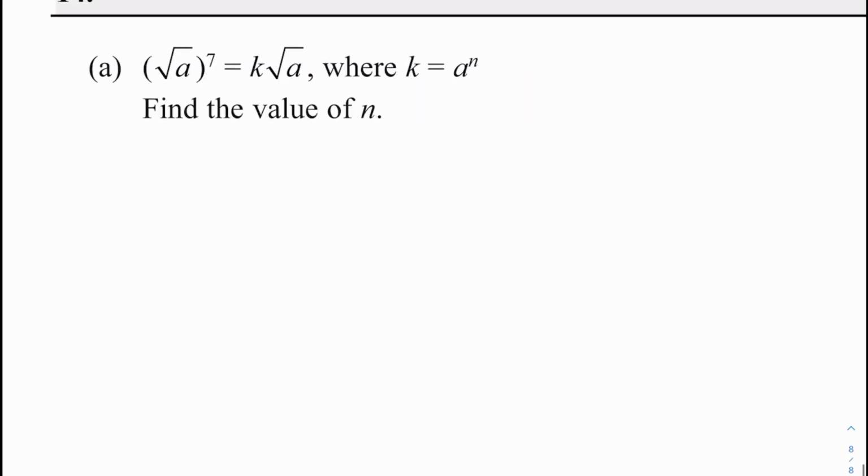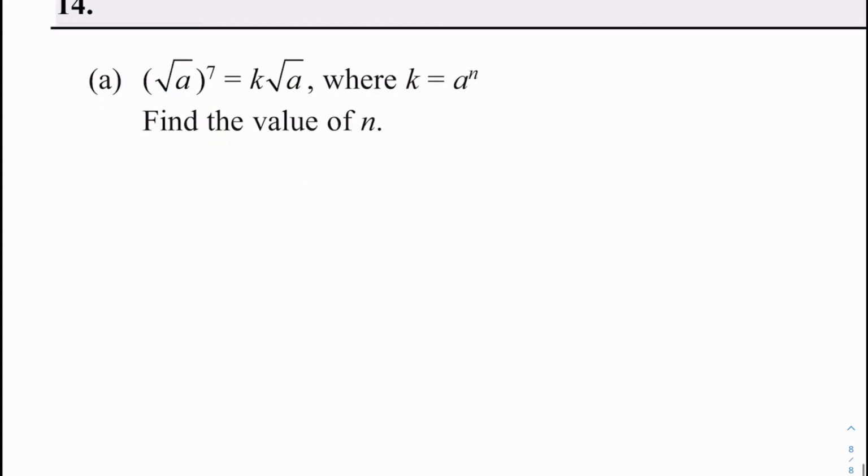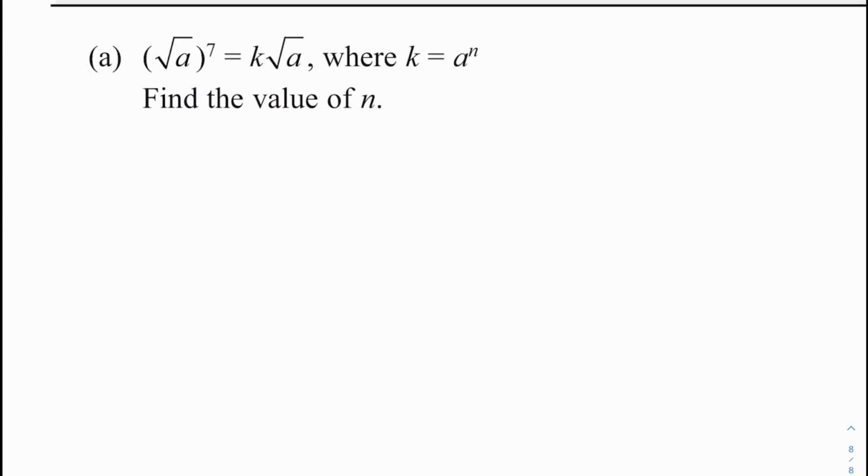Anyway, question 14a, last two questions. We're told that the square root of a, all to the power of 7, equals ka, where k is equal to a to the n. Find the value of n. Okay, let's rewrite this.